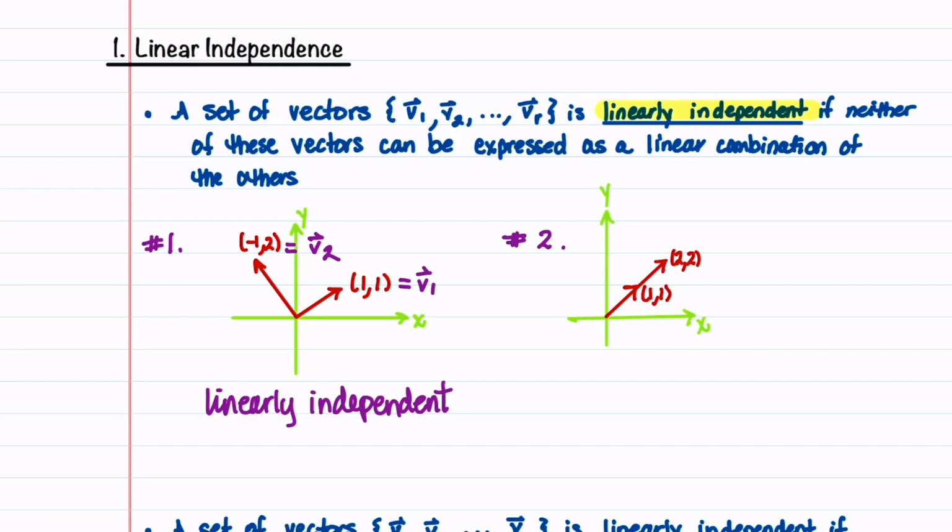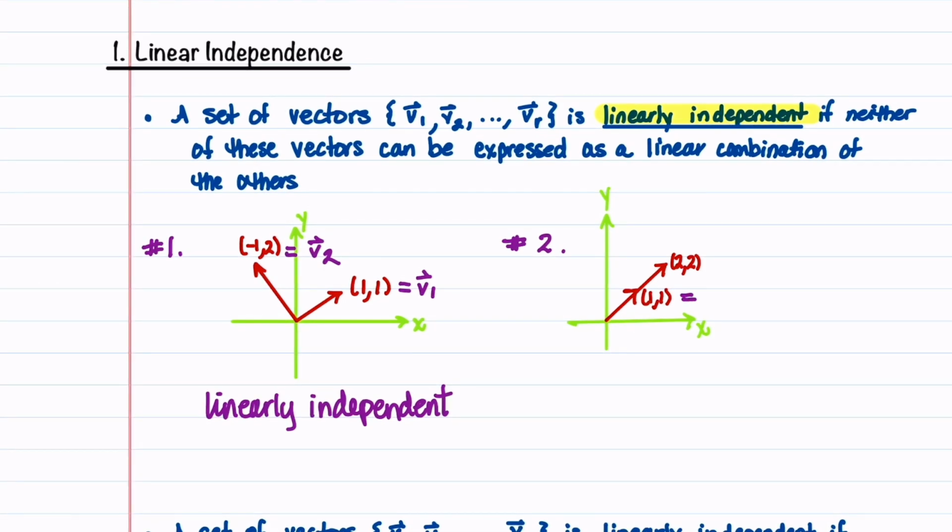Note that these 2 vectors do not point in the same direction or in opposite directions. Our second picture shows 2 vectors that are linearly dependent. We'll label the first one v1. Note that these 2 vectors point in the same direction.